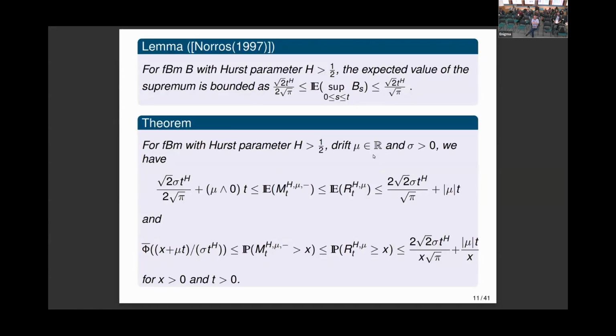And also in 1997, for the first moment of the supremum for fractional Brownian motion by Noros, there were upper and lower bounds. And using that result, we were actually able to obtain bounds on the maximum drawdown for fractional Brownian motion with drift and diffusion case.